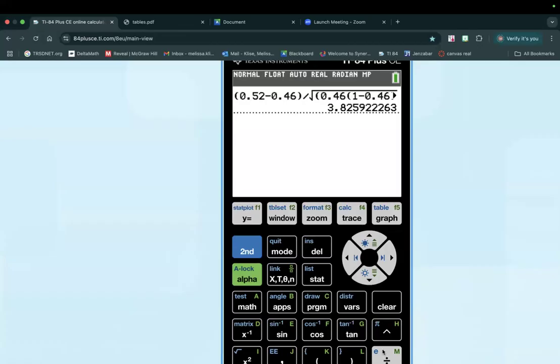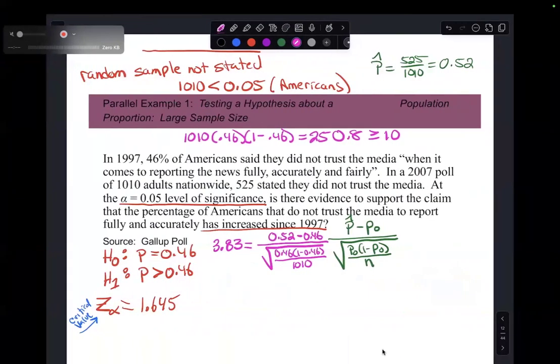So my z-score, my test statistic, is 3.83. Okay, let's jump back here. I'm going to show you what it looks like when you draw this.